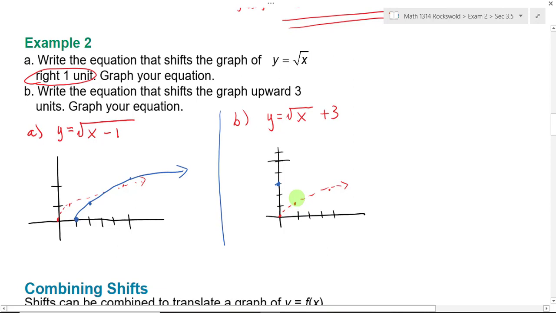This point at (1, 1) gets moved up 3, so that's going to be at (1, 4), and this point at (4, 2) gets moved up 3, and that's going to be at (4, 5). So the graph of the transformed function looks like this. Any questions? Horizontal and vertical shifts are pretty straightforward. Vertical shifts are outside, they move with the sign. Horizontal shifts are inside, they move opposite the sign.